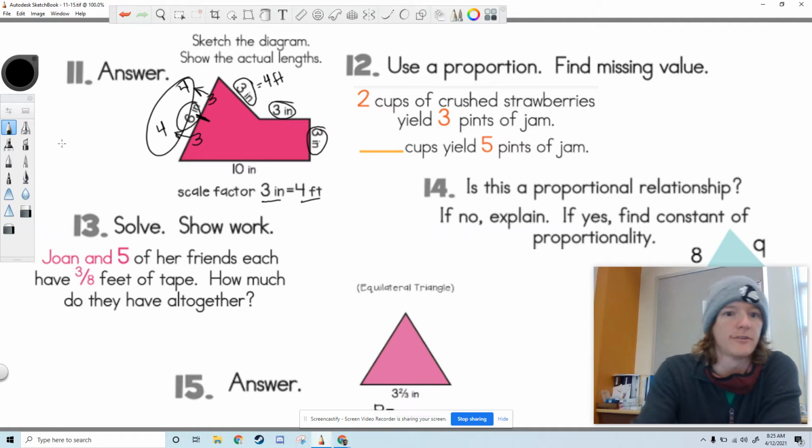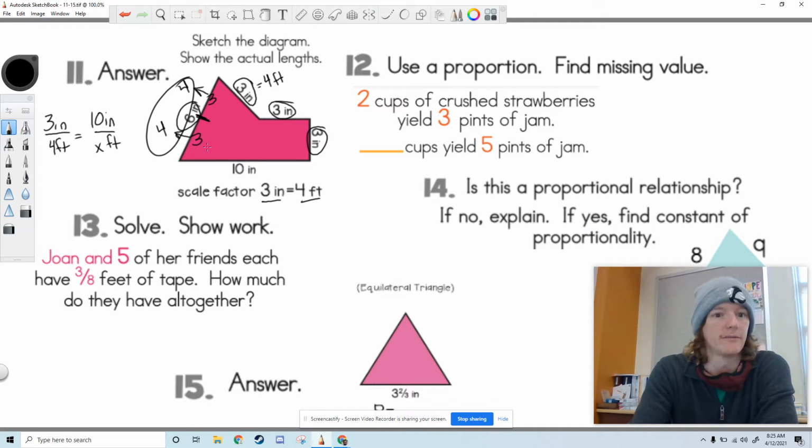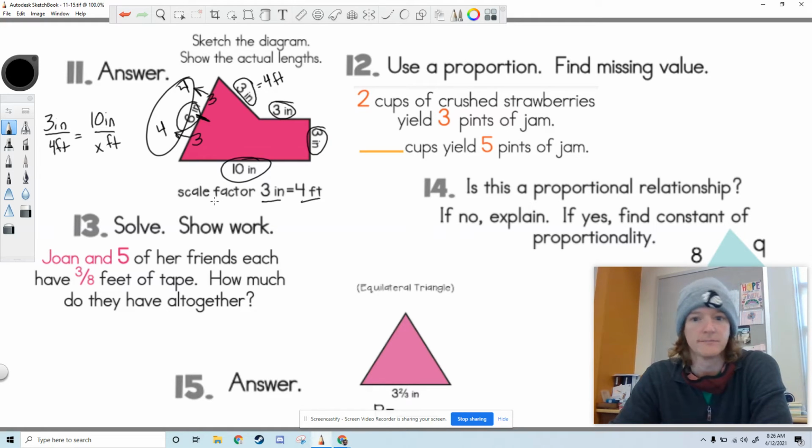And then this bottom one, well, here's our scale factor. We have 3 inches is 4 feet. We need to set up a proportion. What will 10 inches be? X feet. Solve this proportion for this bottom side length.